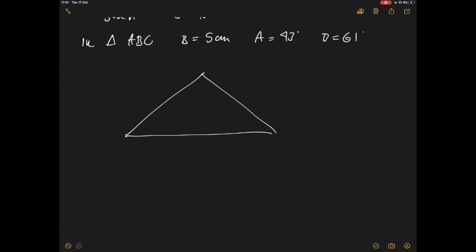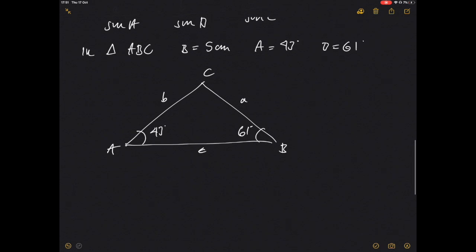We'll label this up as A, B, and C, and we can begin to add our angles, which would be 61 in this case, and we'd put a 43 in this case. We'll put also our little a, our little b, and our little c, and we can begin to add on these values. The question says B to C equals 5 centimeters. So B to C here equals 5 centimeters.